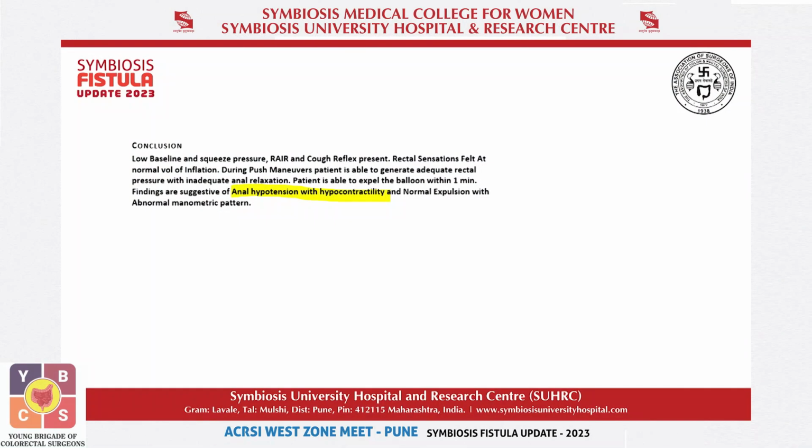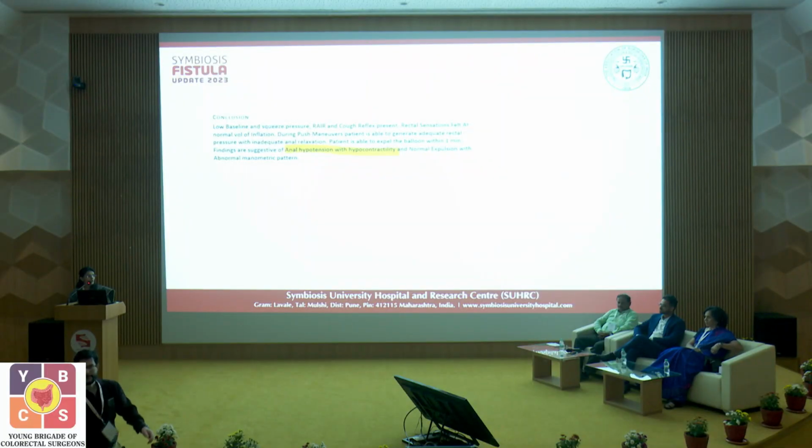So here the significant finding, according to the people sitting here, is that this patient is having anal hypotension with hypocontractility, meaning both her internal as well as external sphincters are compromised. So this patient should be going for sphincter preserving surgeries. And documenting this value pre-operatively will definitely have a medico-legal significance post-operatively. She was not having any incontinence pre-operatively, so this will carry a medico-legal significance also.